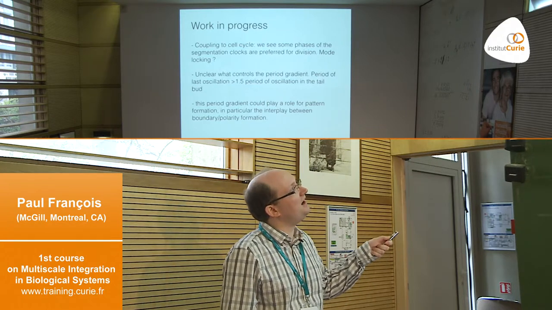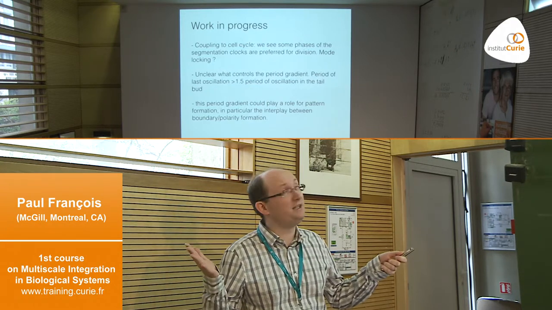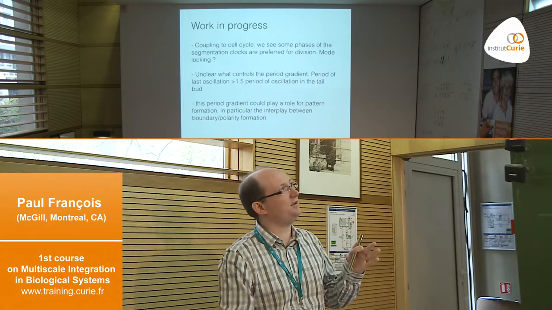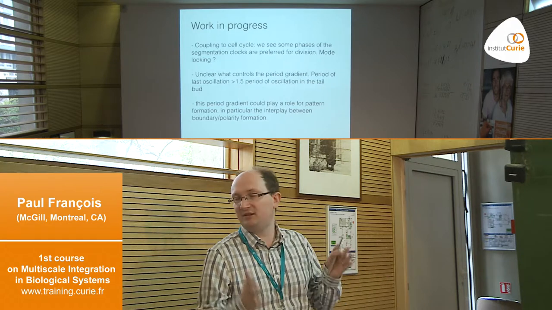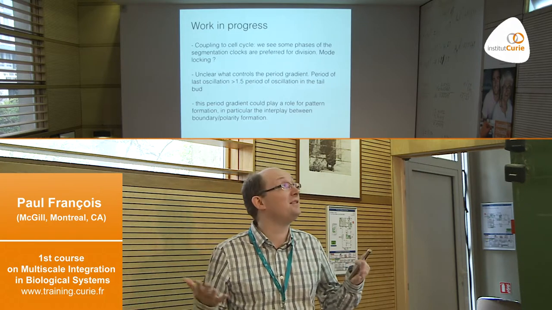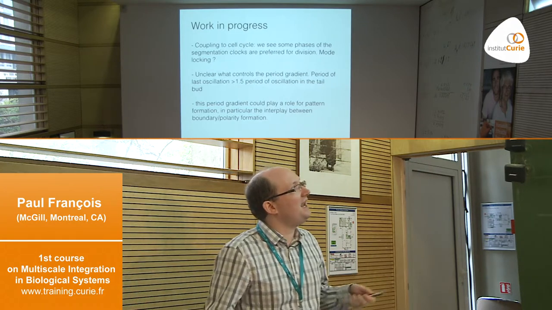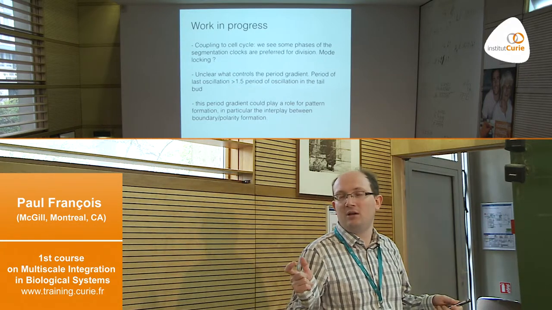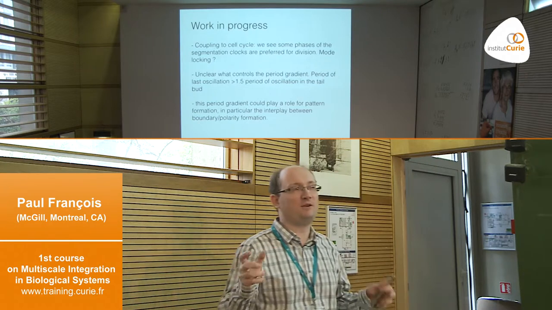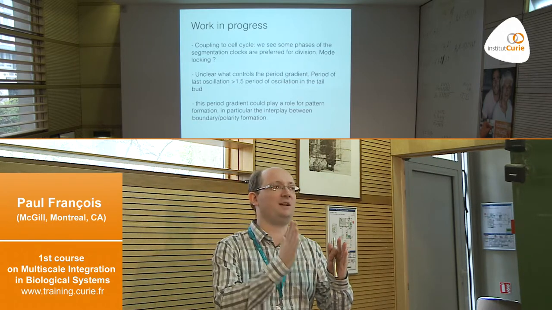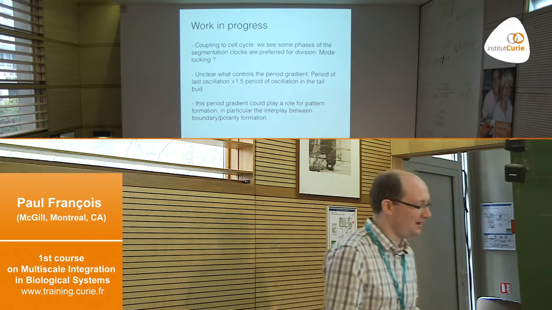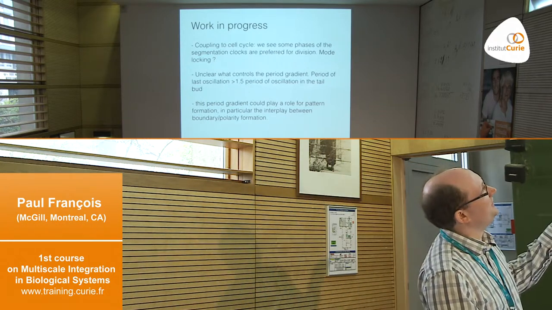We also want to look at this business of the gradient of period. The period is definitely longer when the cells get more anterior. Why is that so? We don't know. But just doing the phenomenology of that is going to teach us something. We believe this period gradient can play a role in the formation of the somites themselves, and more specifically in the way you structure the somite between anterior and posterior, as I told you earlier today. That was done like 2 years ago.